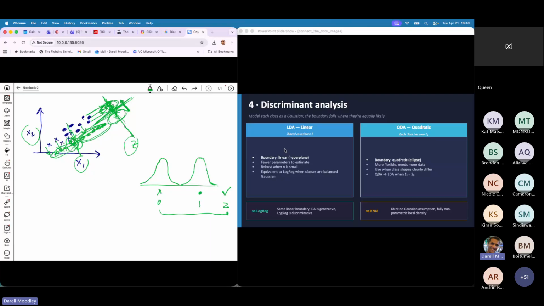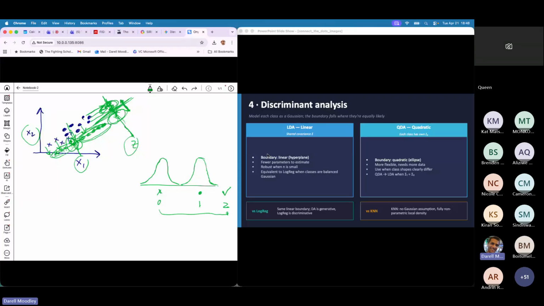Now, the more rows you have, logistic regression prefers that. LDA, however, you can give it fewer rows and it can do a better job than logistic regression. So if you have small data sets, if that's all the data you have, LDA tends to do better than logistic regression. That's what we mean by robust when n is small.